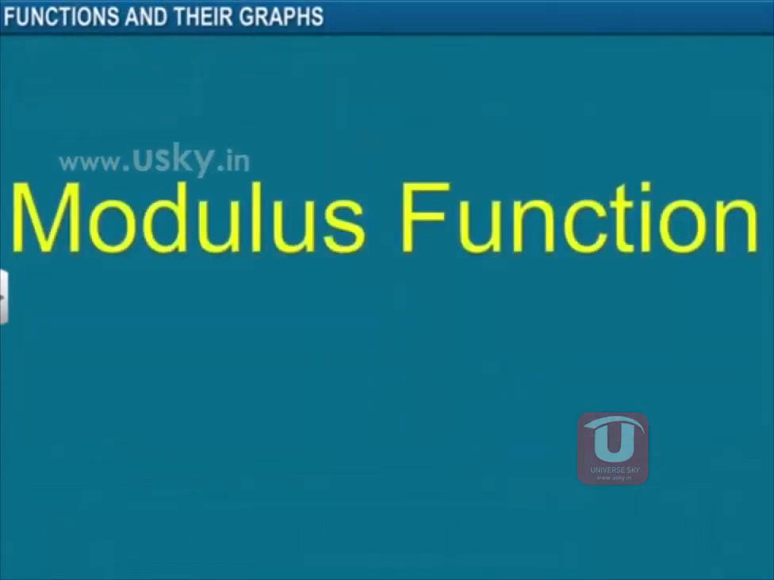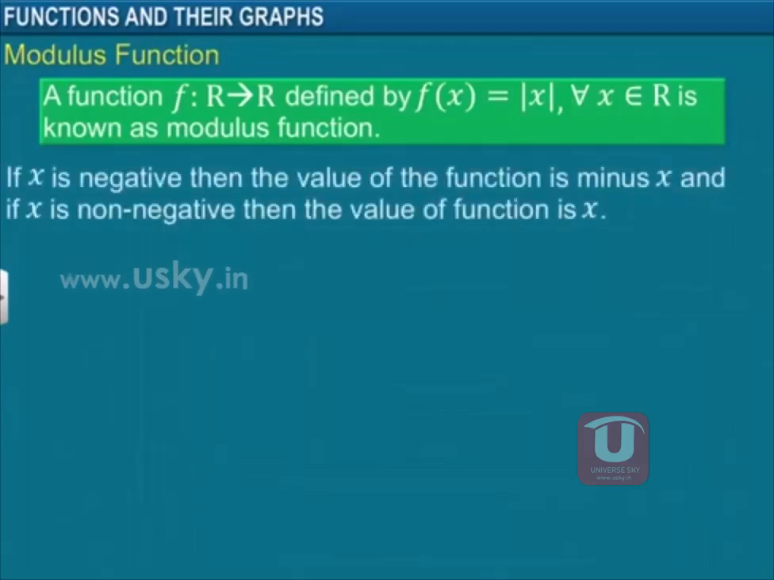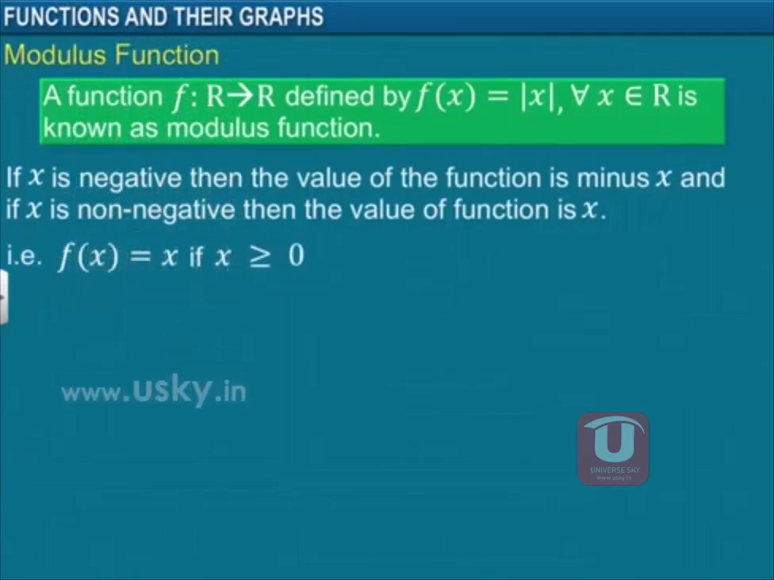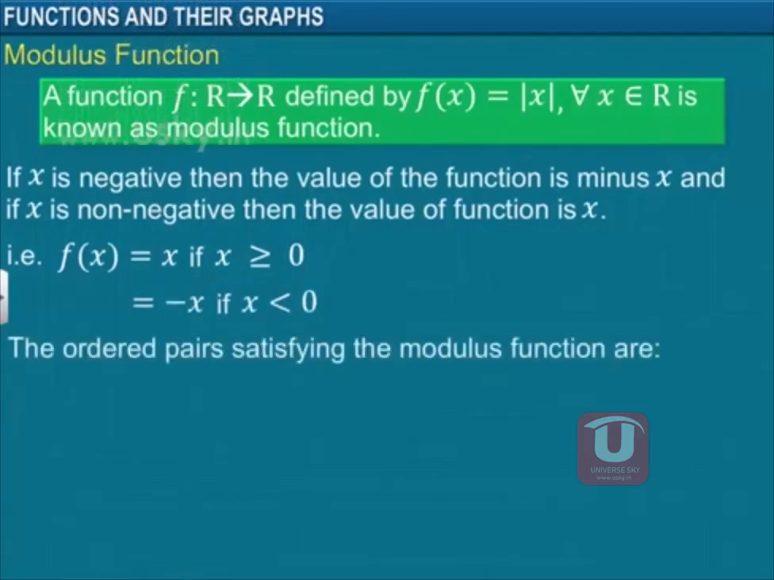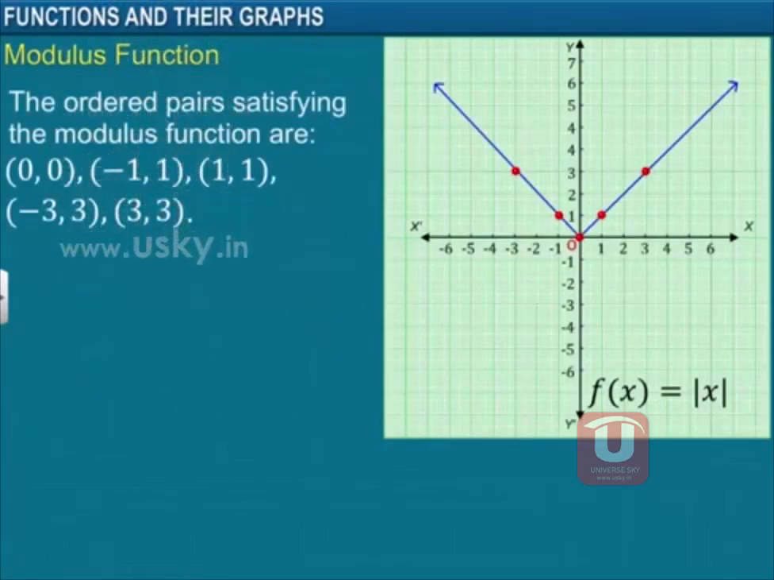Now, proceeding to the modulus function. A function f from R to R defined by f of x is equal to mod x for all x belonging to the set of real numbers is known as a modulus function. If x is negative, then the value of the function is minus x. And if x is non-negative, then the value of function f is x. That is, f of x is equal to x if x is greater than or equal to 0, and minus x if x is less than 0. Some ordered pairs satisfying the modulus function are, on plotting these points on the Cartesian plane and then joining them, we get the graph of modulus function f of x is equal to mod of x.